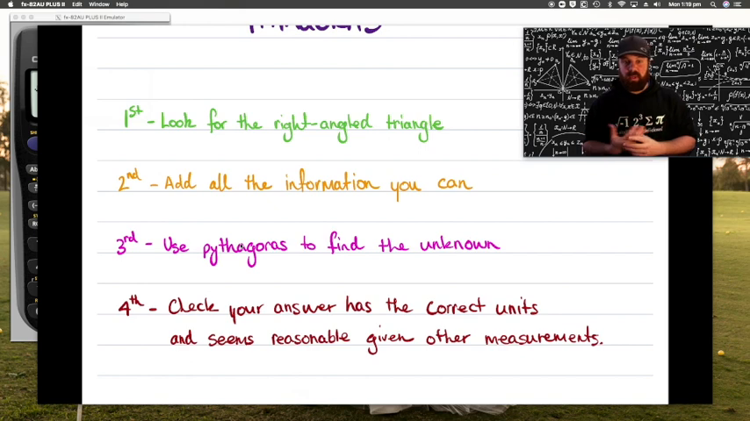Identify what we need to find. Once we've done all that, we're going to use Pythagoras' theorem to find what we don't know. And then finally, we're going to check our answer seems okay, seems reasonable, and that it's in the correct units. If the question said in meters, we've responded in meters.